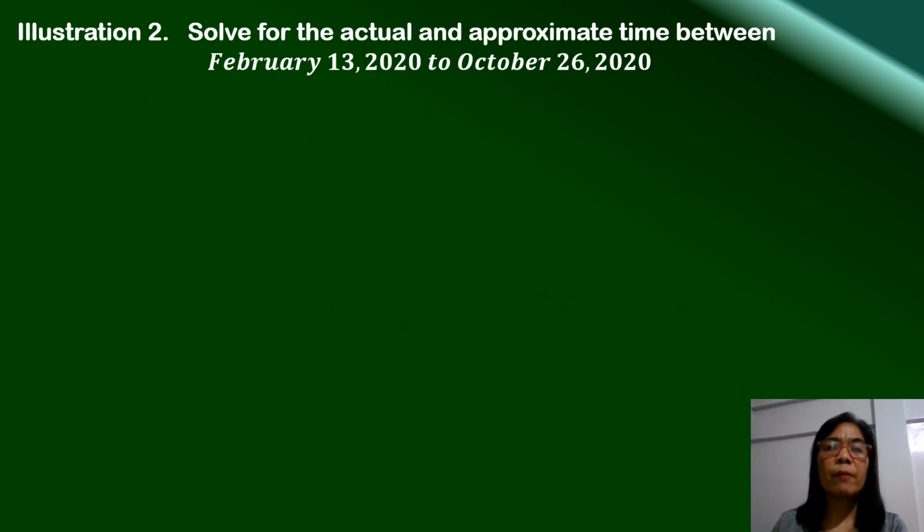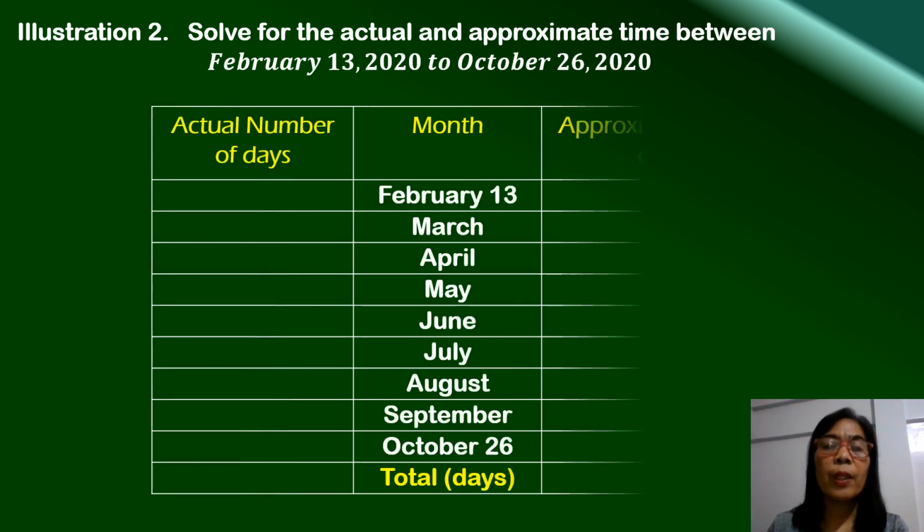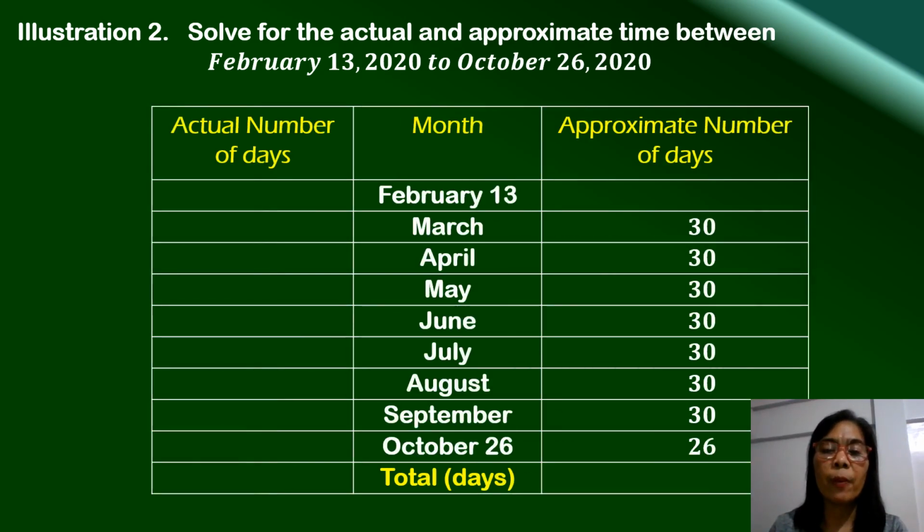Let us practice solving for the actual and approximate number of days between February 13, 2020 to October 26, 2020. So you make the table showing the months from February to October. To determine the approximate number of days, we just assume that all the months have 30 days. So we have 30 days for the months of March, April, May, June, July, August, September, October.